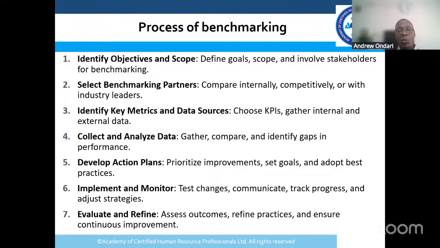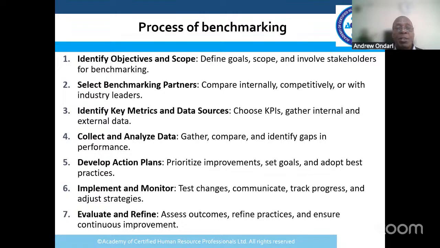Step 4 is to collect and analyze data. There are various methods that we said that are used to collect data. Again, allow me to highlight or mention them. One is questionnaires. 2 is focus groups. 3 is interviews. 4 is observations. Those are the common methods of gathering data.